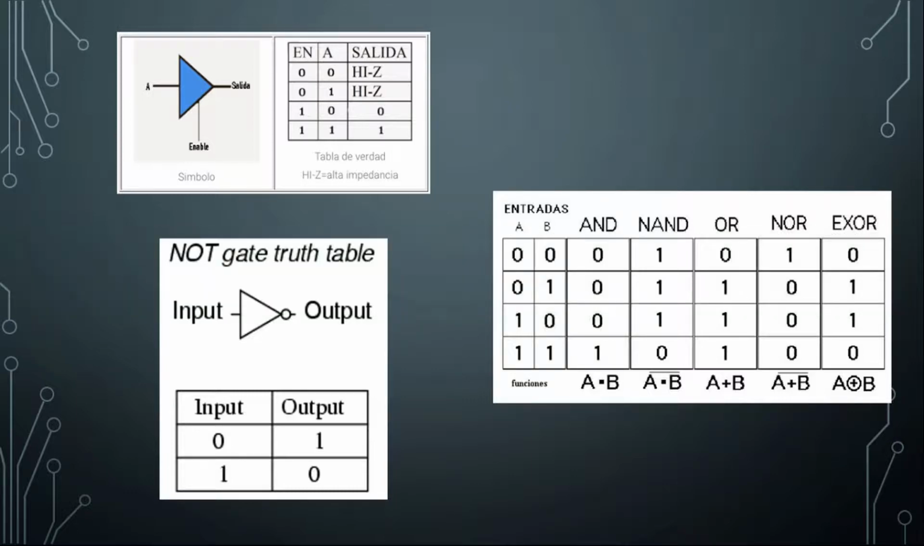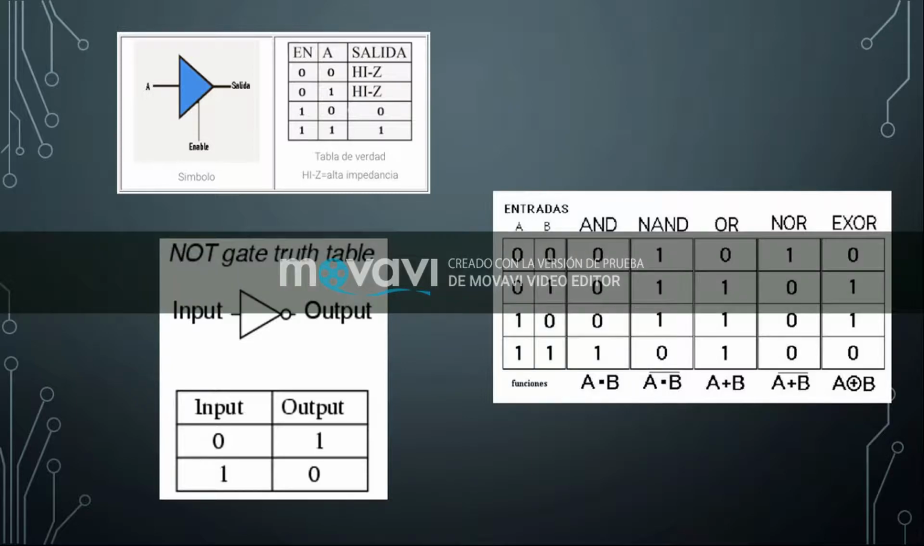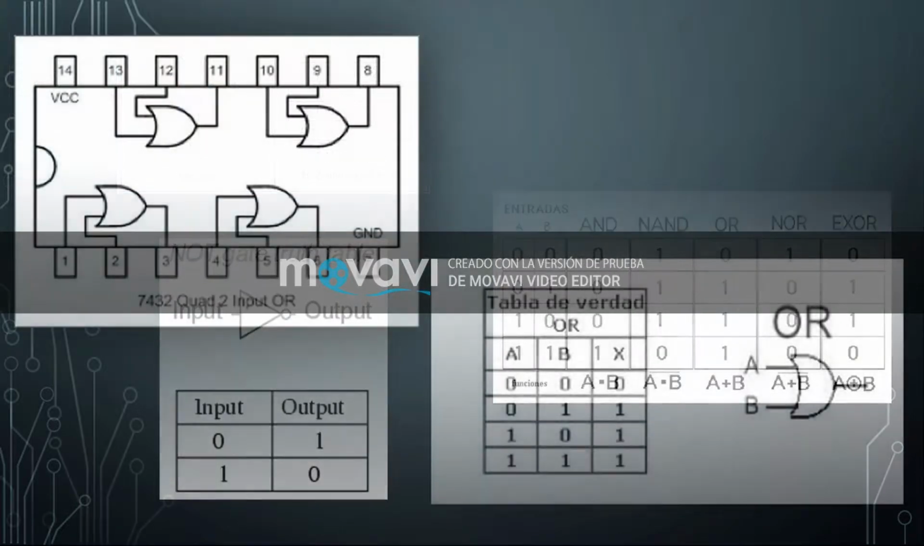The buffer function says that whenever we have an input of 0, we are going to have an output of 0. And when we have an input of 1, we are going to have an output of 1.